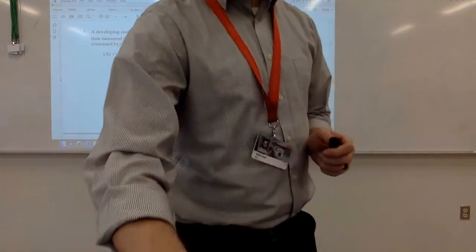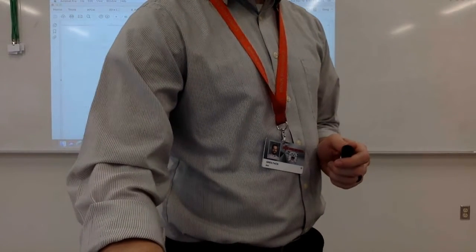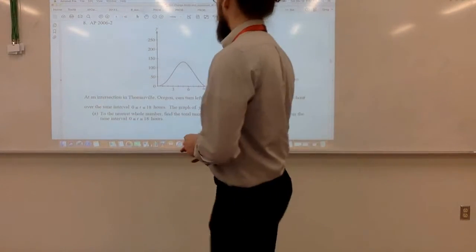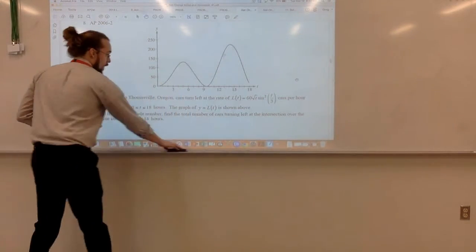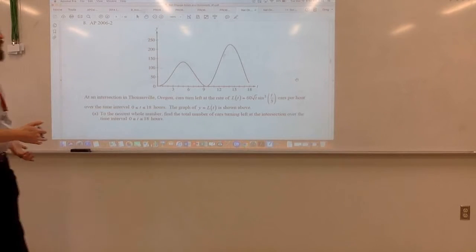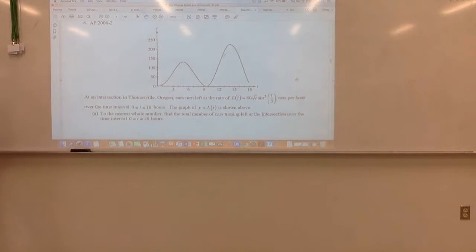Okay. Let's do 8. We went through all of 7 yesterday together, so let's talk about 8. This one was from the 2006 test. An intersection somewhere in Oregon, cars turn left at this rate. They give us a function that models the rate at which cars turn left, and they even give us the graph of that function.